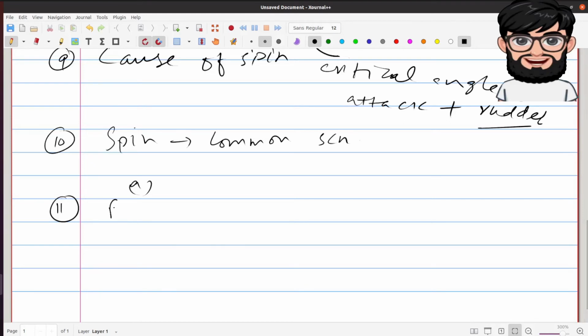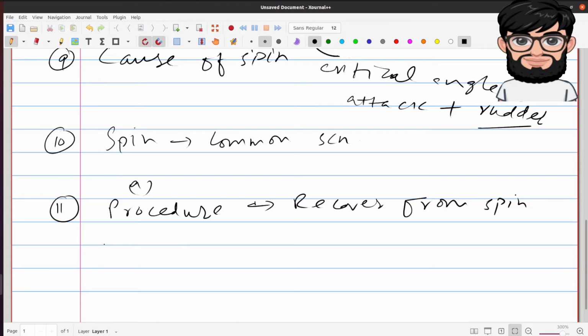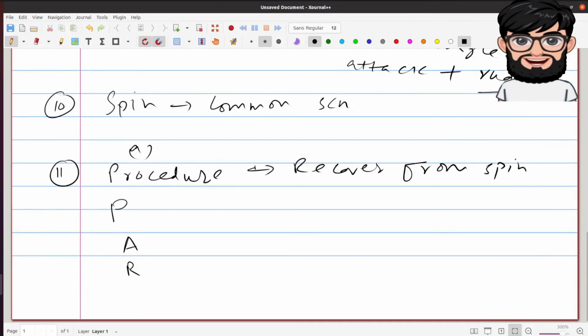What is the procedure to recover from a spin? Here is the acronym in order to recover from the spin. It's called PARE. P is power. We need to bring it to idle.